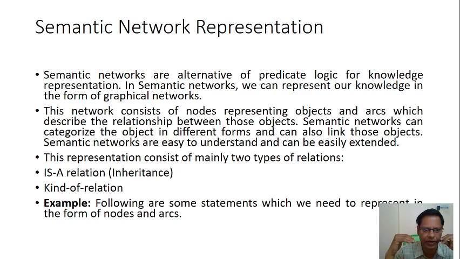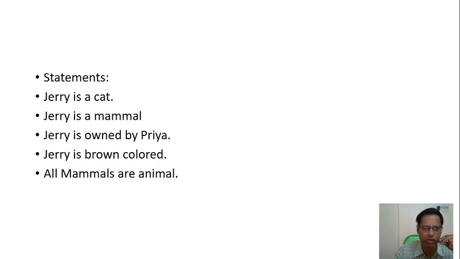Semantic networks can categorize objects in different forms and can also link those objects. The representation consists of an "is a" relation and a "kind of" relation. An "is a" relation is nothing but the inheritance of the words, and how it is related. A "kind of" relation is some statements which we need to represent in the form of nodes and arcs.